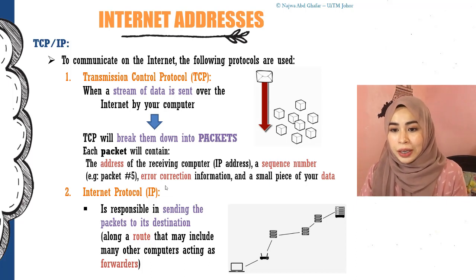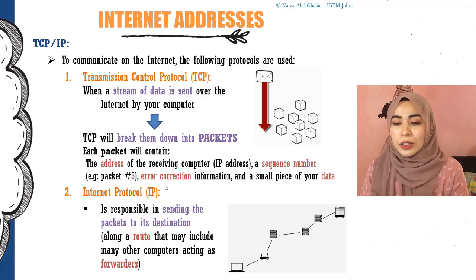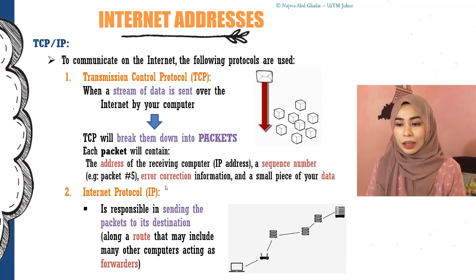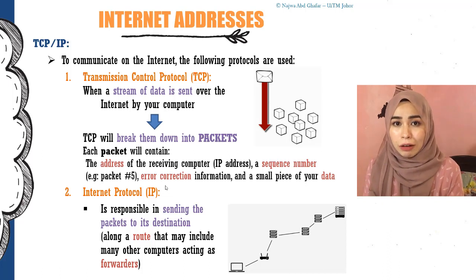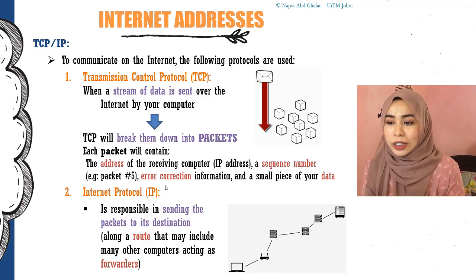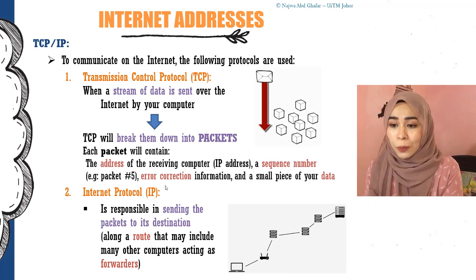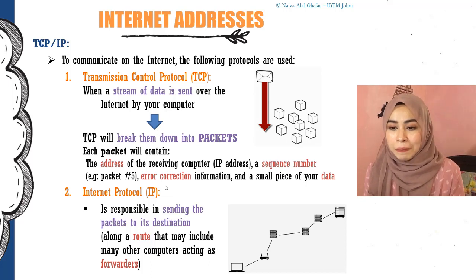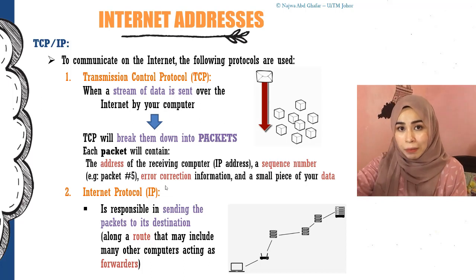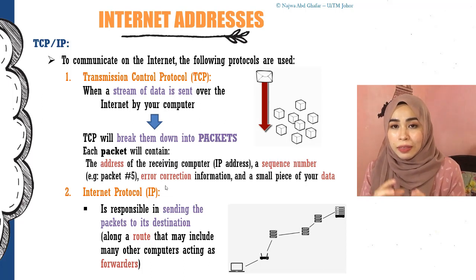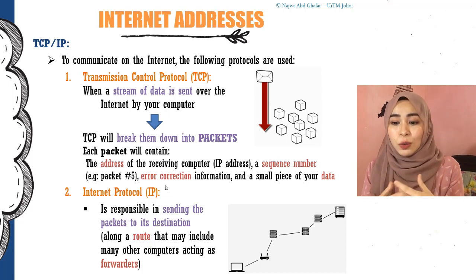TCP/IP stands for Transmission Control Protocol and Internet Protocol. It's divided into two parts. These two are protocols which we must use in order for us to communicate. How it works is, let's say you want to send an email. The first thing we go through is the Transmission Control Protocol, which stands for TCP. When a stream of data is sent over the internet by your computer, say an email, the TCP will break that email, that data, up into packets.